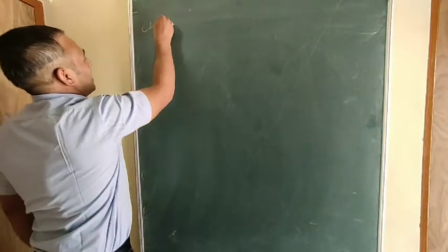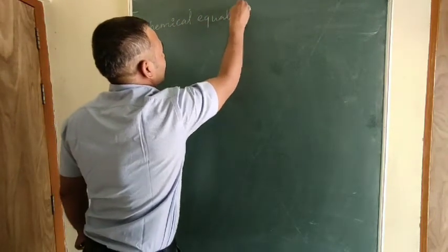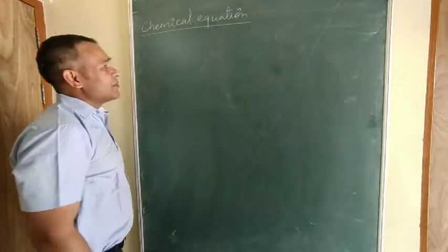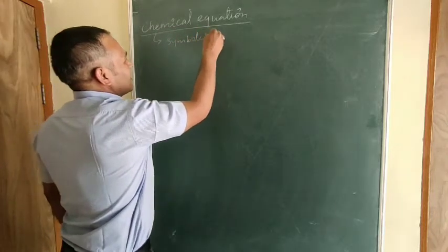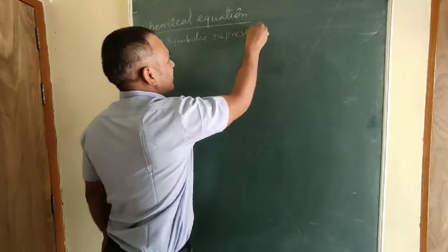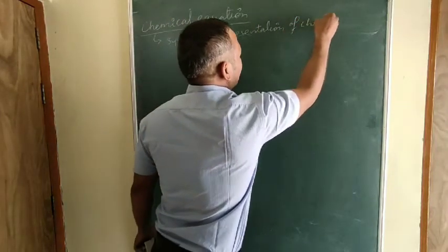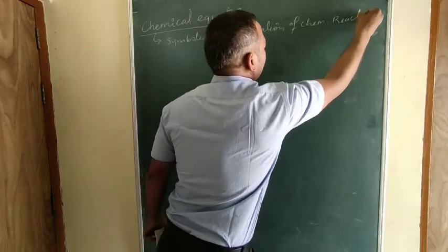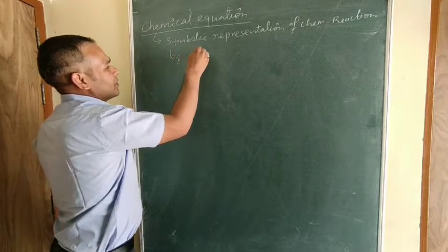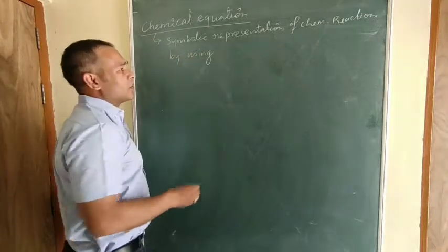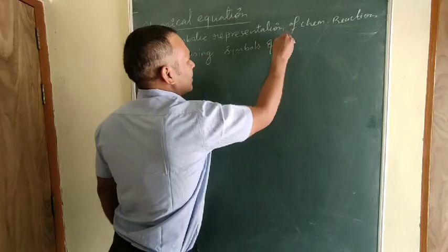What is a chemical equation? Chemical equation is a symbolic representation of a chemical reaction in which we use symbols and formulas.